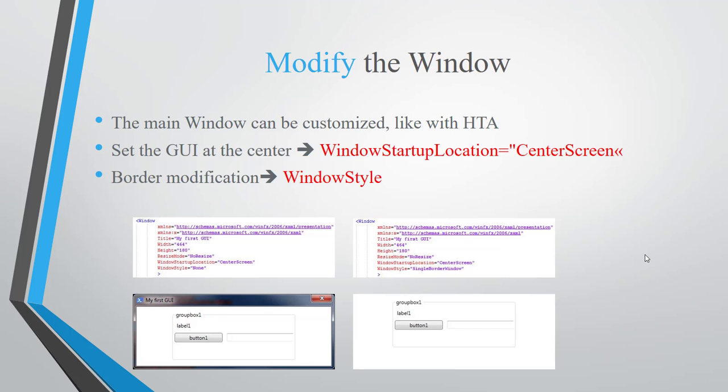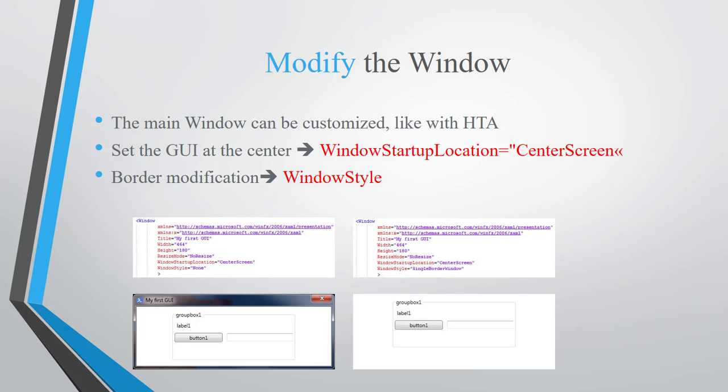XAML also allows you to customize the window, like with HTML. For instance, you can choose where you want to display the GUI on your screen. You have to use the WindowStartupLocation attribute. For instance, if you set the value CenterScreen, it will display your GUI in the center of your screen.